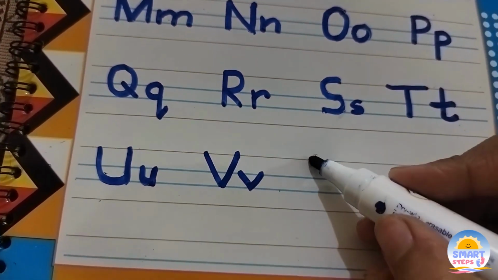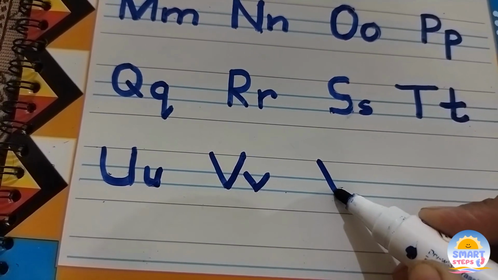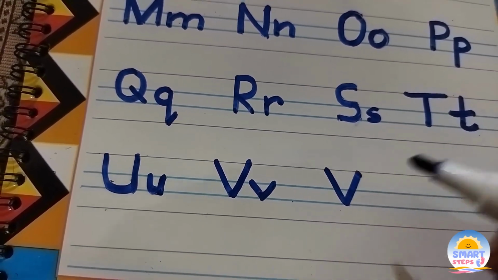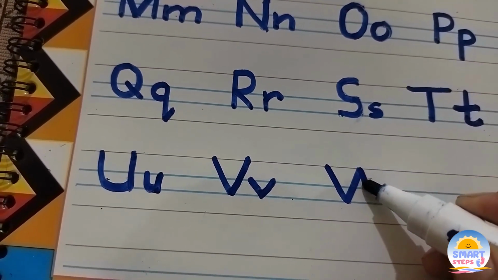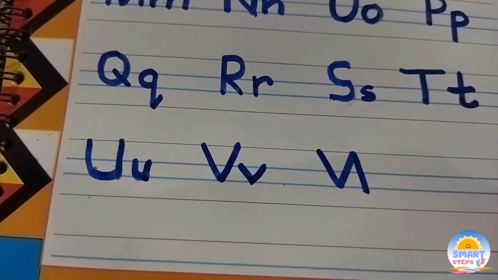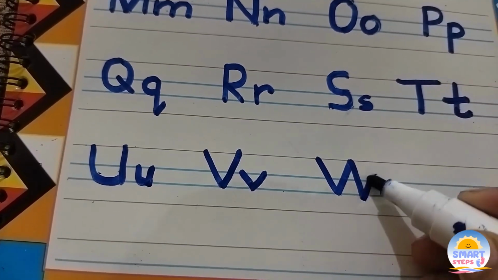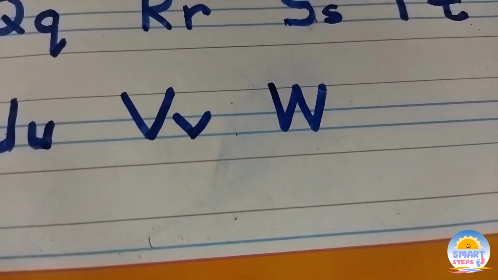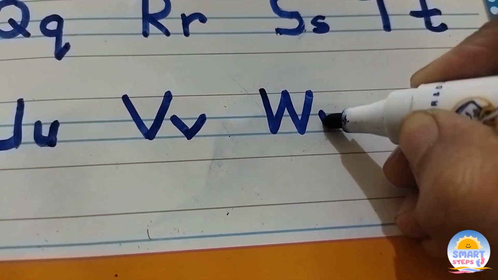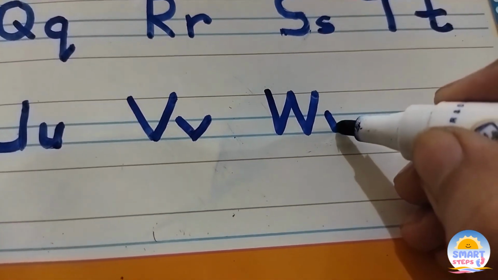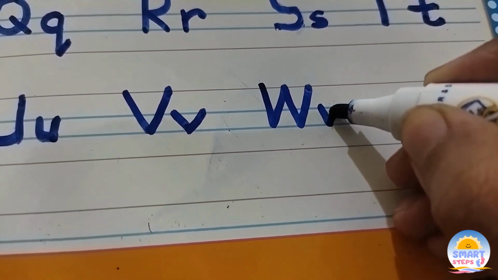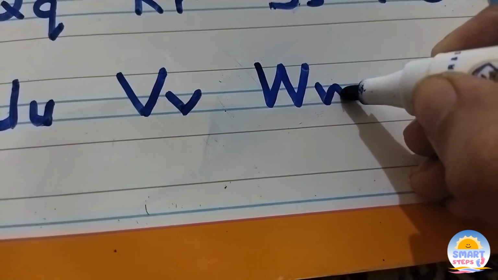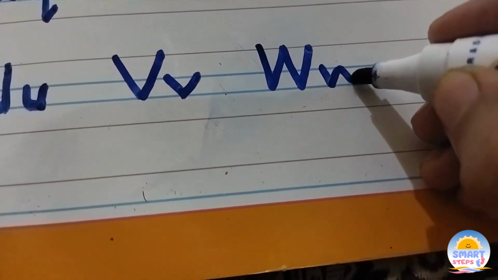W, make a slanty line from top to bottom, another slanty line from bottom to top, a slanty line from top to bottom and another slanty line from bottom to top. Lowercase w, a slanty line in the middle to bottom, another slanty line from bottom to middle, the same way from middle to bottom and bottom to middle.